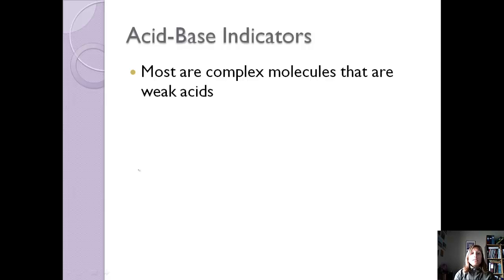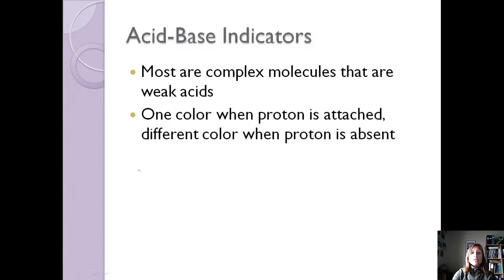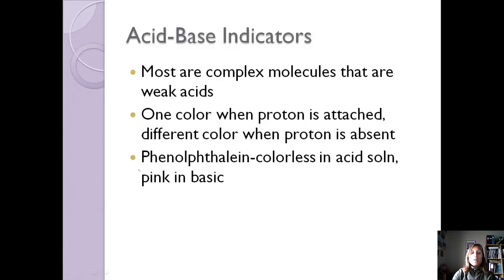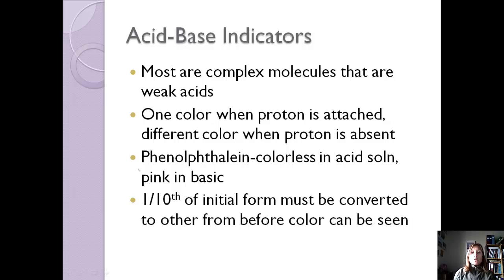Most acid-base indicators are very complex molecules that are essentially weak acids. And so it's one color when the proton is attached, and then it's a different color when the proton is absent. One example of this is phenolphthalein. It's colorless in an acid solution, but it turns pink when you get to a basic solution. In order to see a color change, 1/10 of the initial form needs to be converted to the other form before a color can be seen.